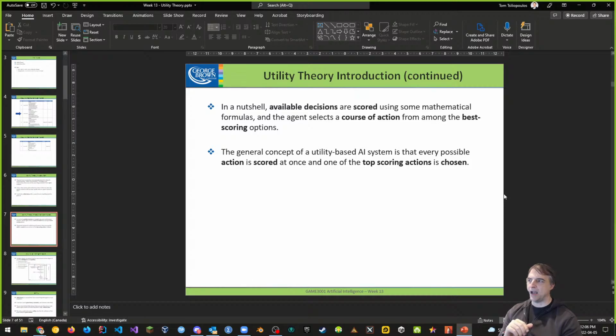So really, we have a set of available decisions, and we score them using some kind of mathematical formula, and the agent selects some kind of course of action from among the best scoring options. The general concept of utility-based AI is that every possible action is scored, and one of the top scoring actions is chosen. I'm not saying the only one, because sometimes always selecting the best action isn't really right for us to code, because then it becomes deterministic.